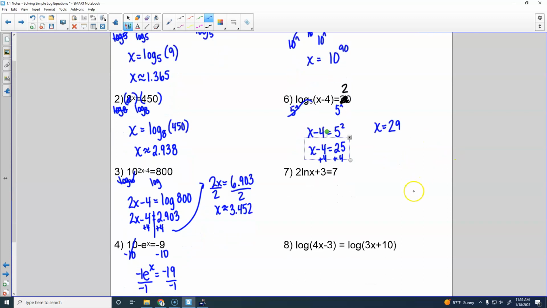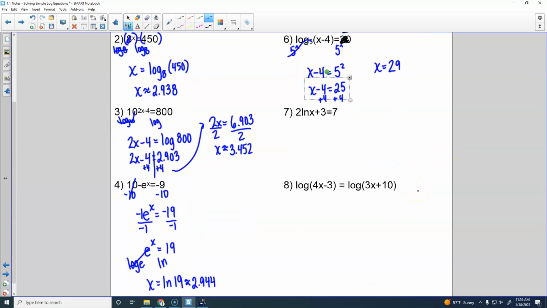We're about out of time, but we can get these last two in because they're not too long. You do not divide by 2 first. You've got to get rid of that 3 first. You're going to subtract the 3 first, and so you'll get 2 natural log of x equals 4. And then you will divide by 2. When you're solving equations, it's the opposite of order of operations. Whatever you would do last in order of operations is what you do first when you're solving equations.